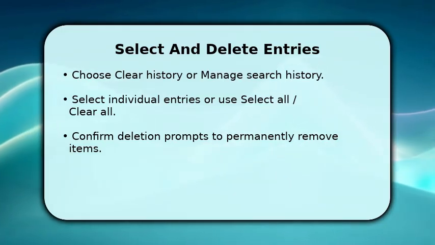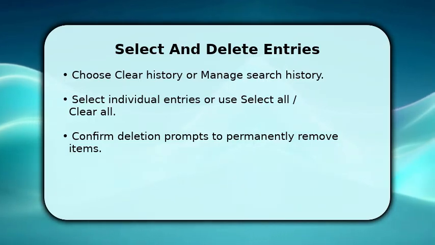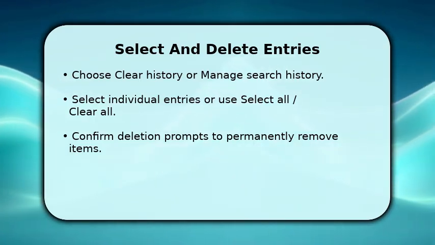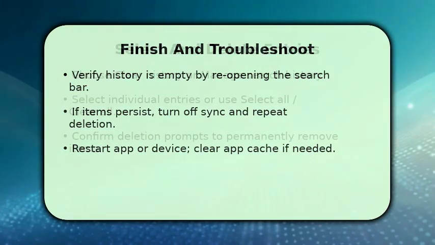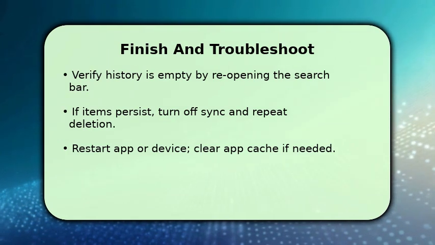When ready, tap Delete, Clear, or Remove, and confirm the prompt. This removes the visible records and, if synced, pushes deletion to other signed-in devices. Finish by reopening the search bar to verify the list is cleared. If it's empty, you're done.